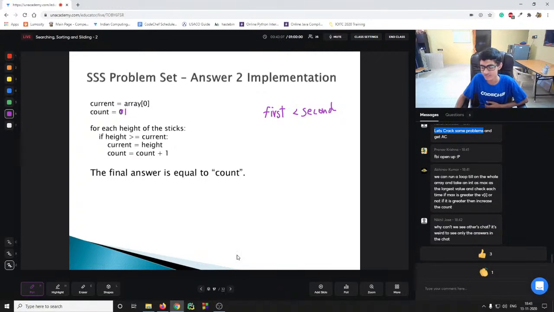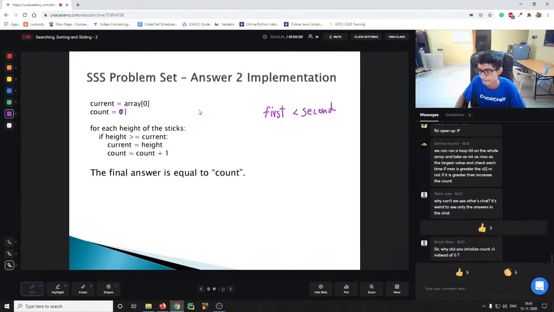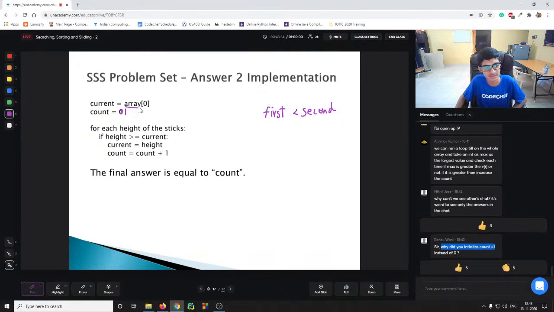So I guess everyone got this implementation. Did everyone get the implementation? Please react with a confused emoji if you didn't. Ronak asks, why did you initialize count equal to 1 instead of count equal to 0? The reason is that the first stick's sunlight detector will always go off, because the sun is shining on the left side of the first stick. So the first stick will always have the value.